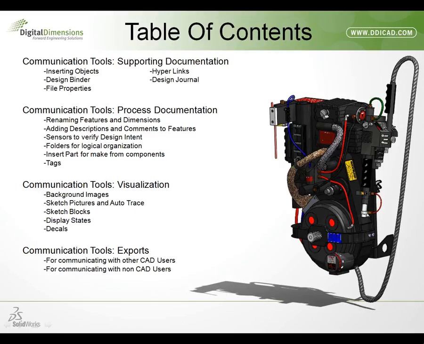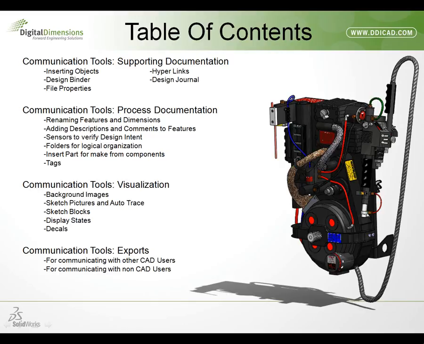So the SOLIDWORKS tools that enable us to do this are things like the ability to insert objects, adding hyperlinks. There's an item called the design binder that we can put all of this stuff in. There's also a Word document called the design journal, and each SOLIDWORKS file carries file properties. These file properties, of course, can be pulled into a drawing, but more importantly, they can be searched by.